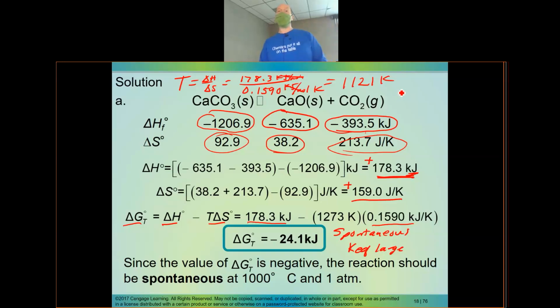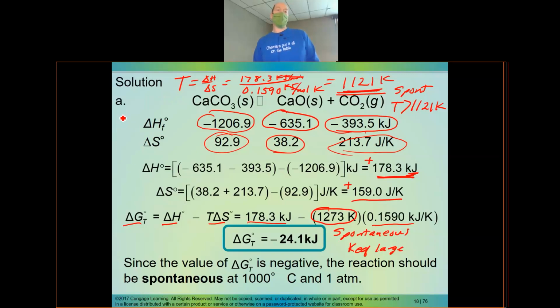But what does that mean? That means that higher than this temperature, it is spontaneous. So it is spontaneous when your temperature is greater than 1,121 Kelvin. All right, so you could have said, oh, look, I have 1,273 Kelvin. They're both positive. It's spontaneous at high temperature, so it's spontaneous. Well, if you would have guessed that, you would have guessed right.